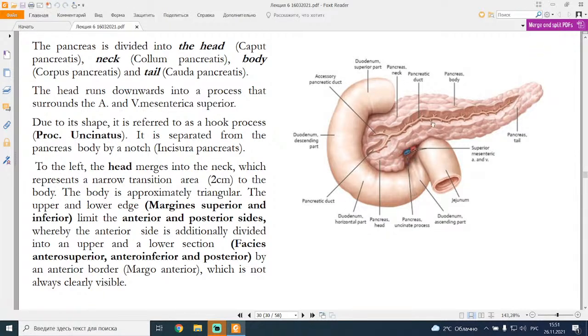The body is approximately triangular. The upper and lower edges, margo superior and inferior, limit the anterior and posterior sides, whereby the anterior side is additionally divided into an upper and lower section, facies anterior, by an anterior edge, margo anterior, and the posterior, margo posterior, which is not always clearly visible.